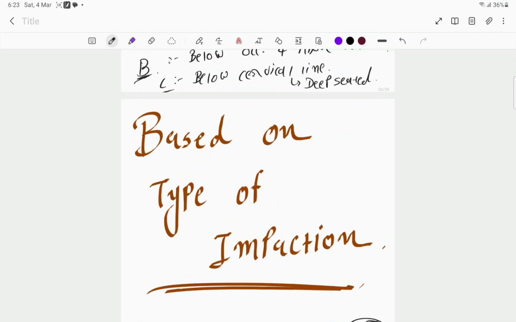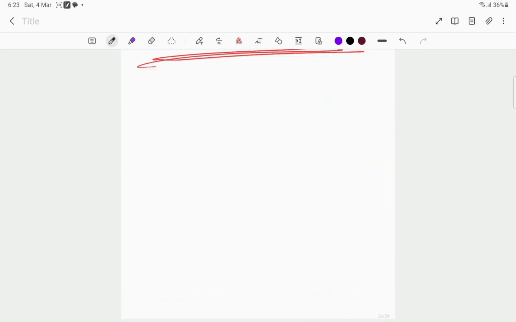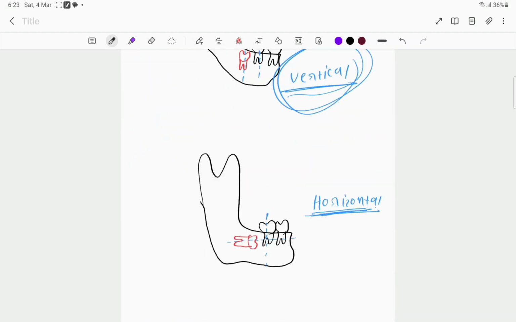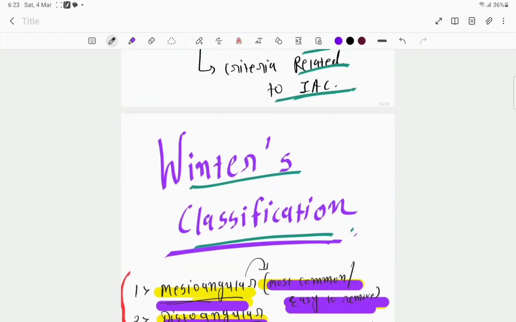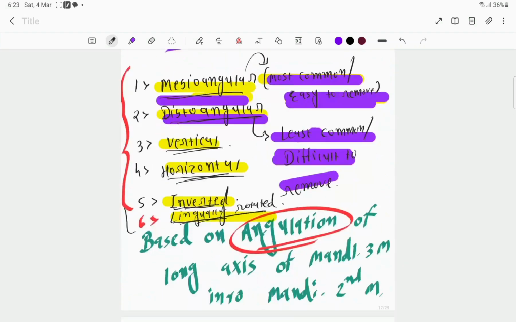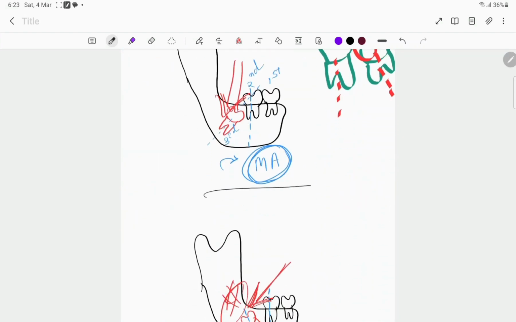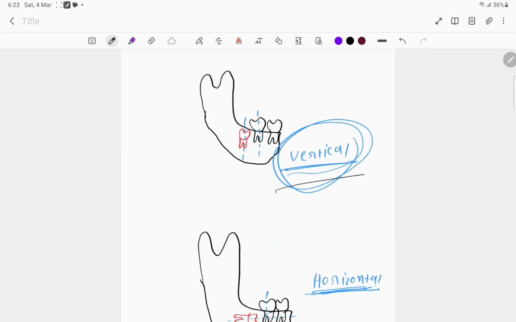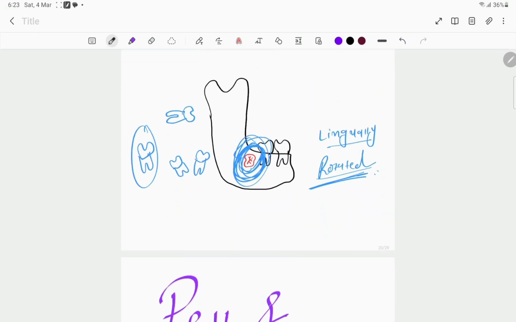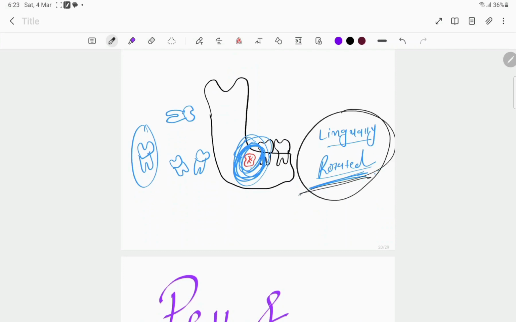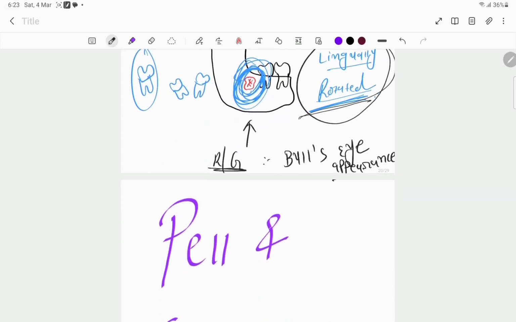So this was about today's video, and in today's video we have covered different kinds of classification. In classification we started with the first, which is Winter's classification. In Winter's classification we have seen angulation: mesioangular, then distoangular, then vertical, then horizontal. After that we have seen inverted, and then lingually rotated. Yes, one thing: whenever you see this lingually rotated tooth in a radiograph, it is called bull's eye appearance. So this was one point.